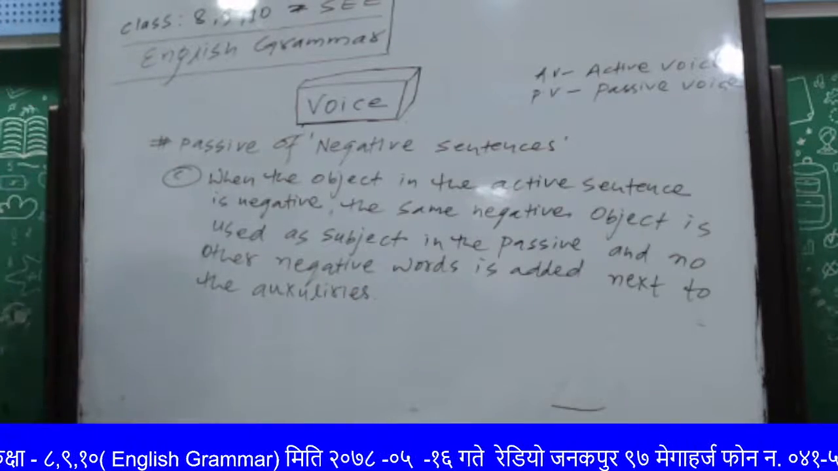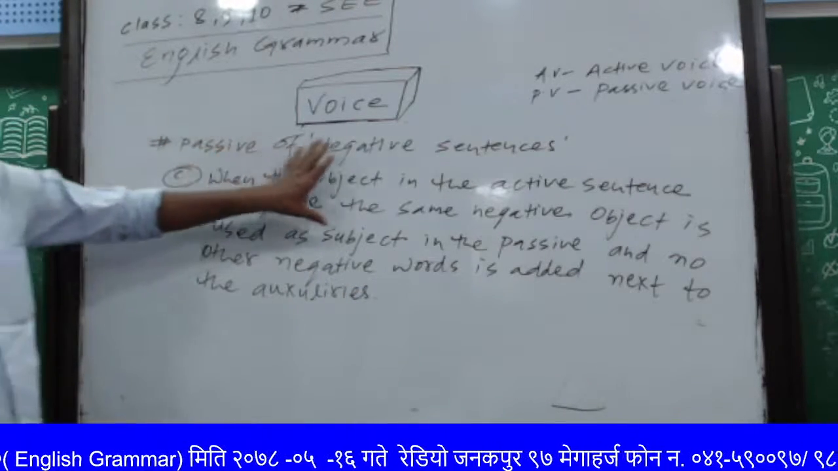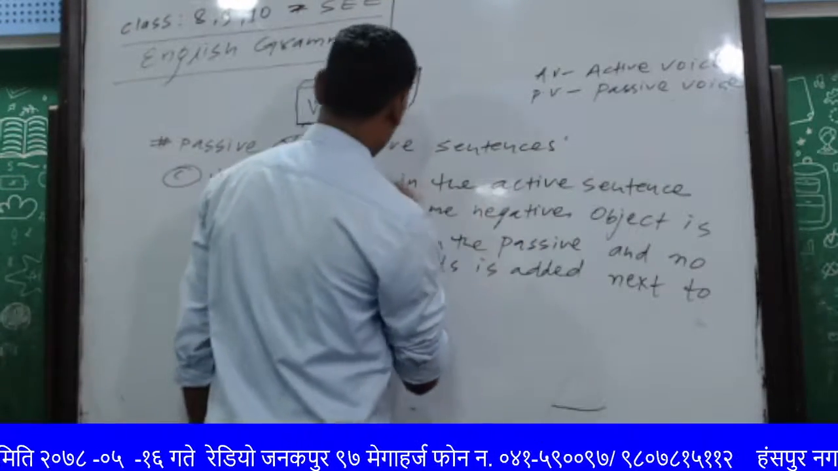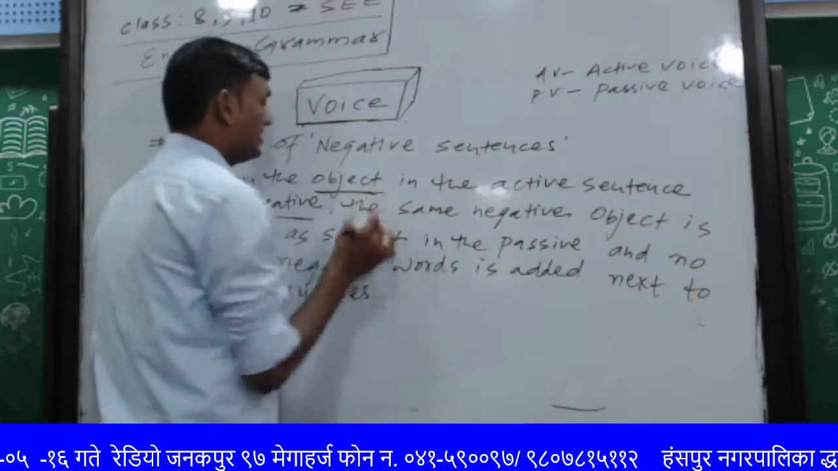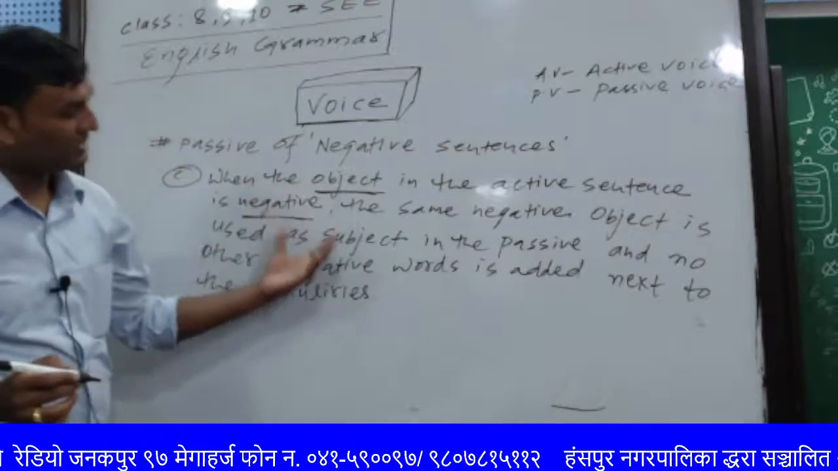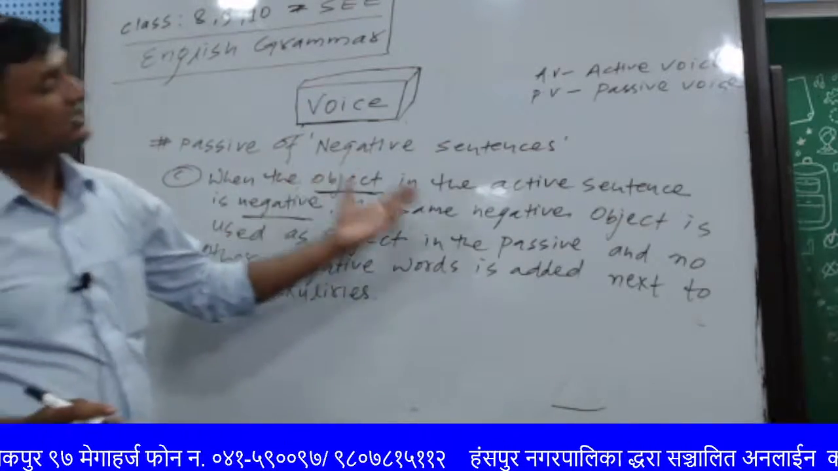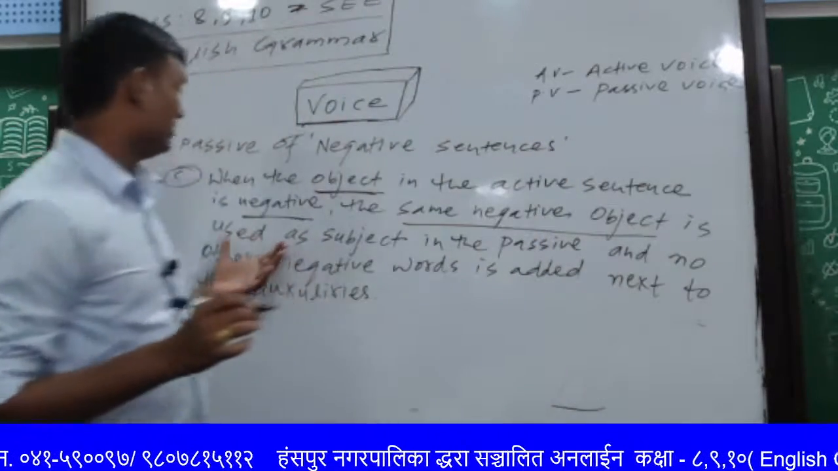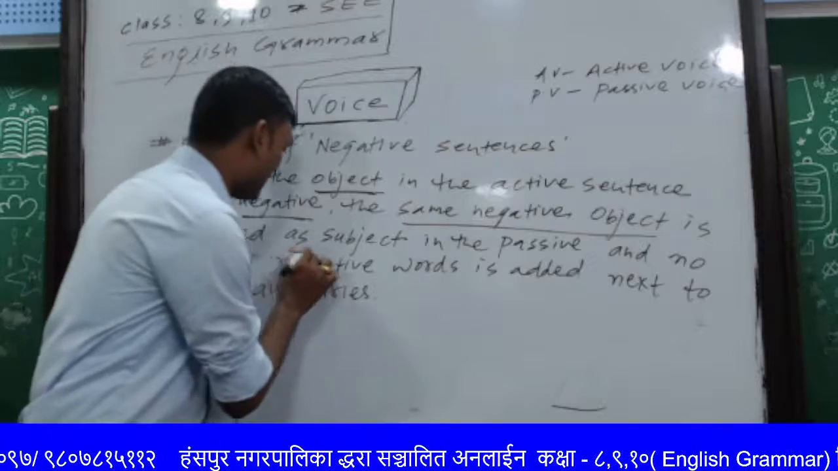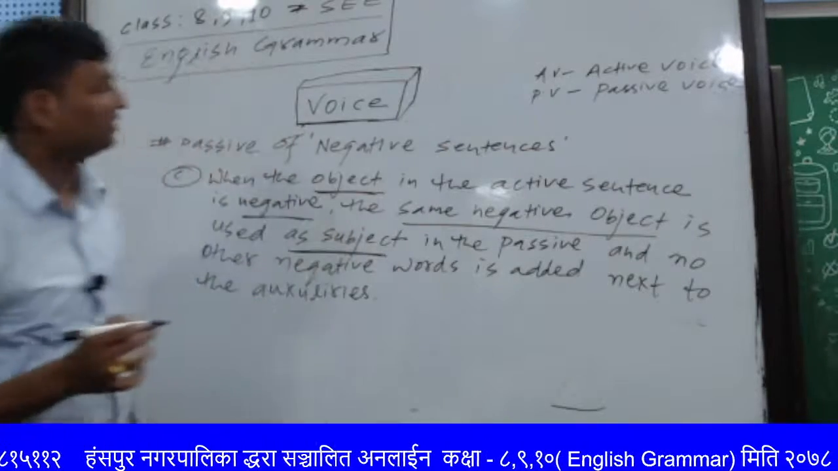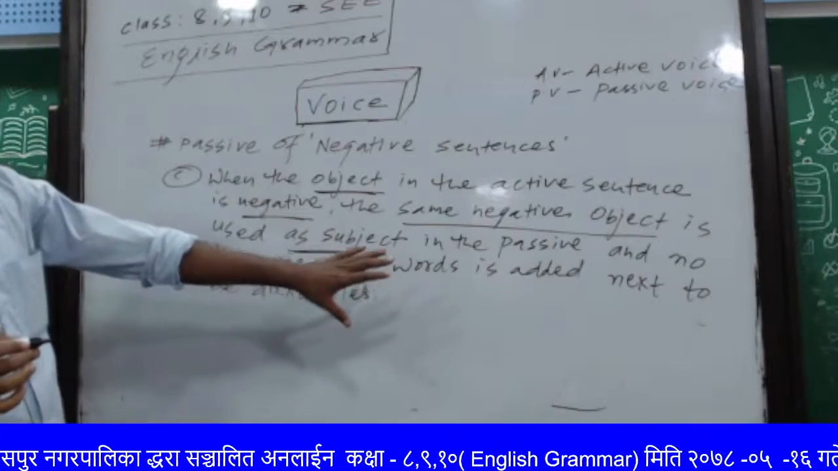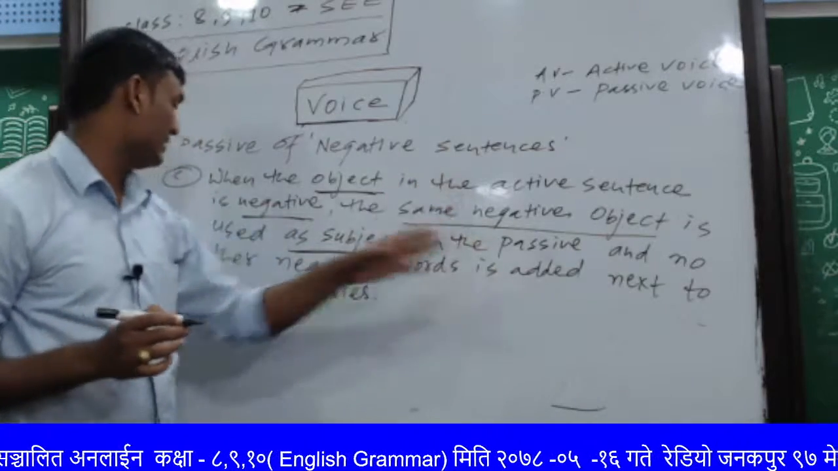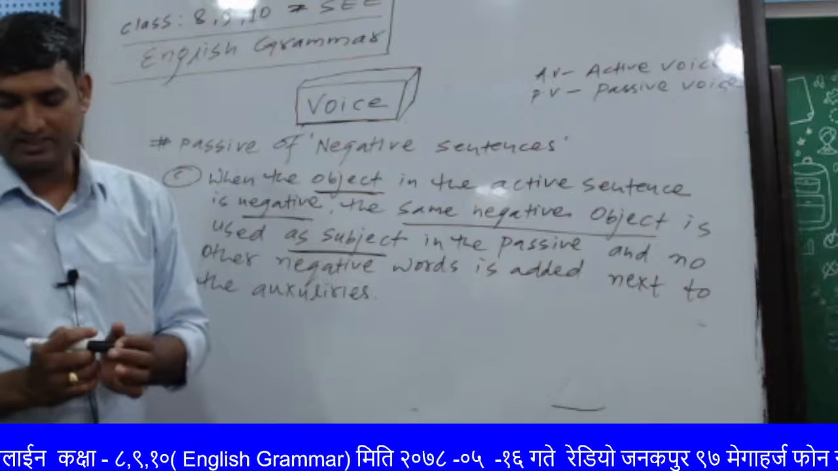Listen, students. When the object in the active sentence is negative, object is negative in active sentence, the same negative object is used as subject in passive voice, and no other negative words are added next to the auxiliaries.